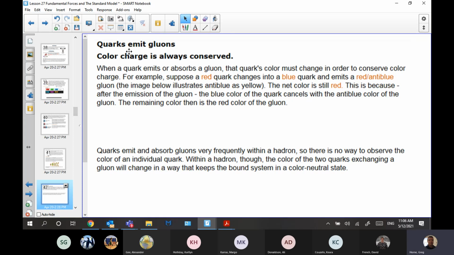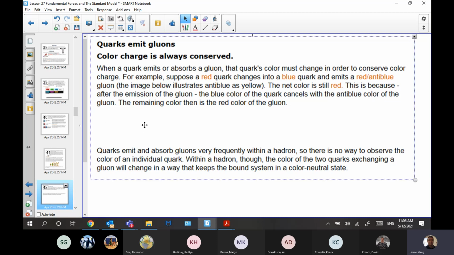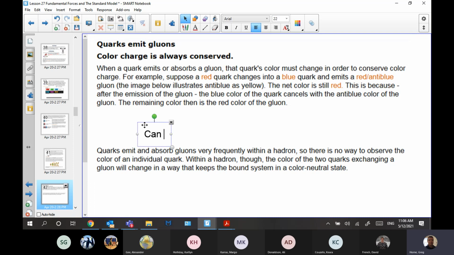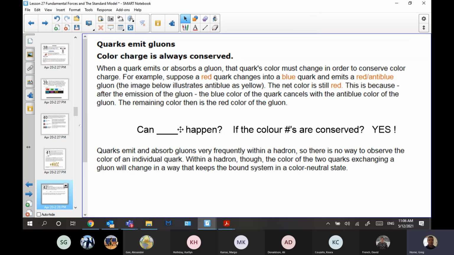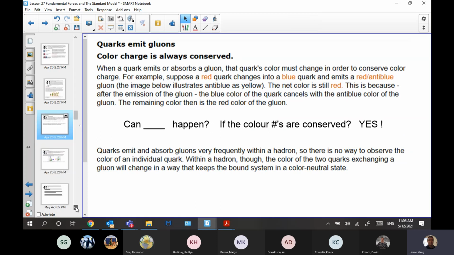Remember we talked about the electron numbers being conserved. Same thing here, color charge is always conserved. So basically it comes down to, can this interaction happen? The answer is yes if the color numbers are conserved. Same as before with the electron numbers and the muon numbers and so on.